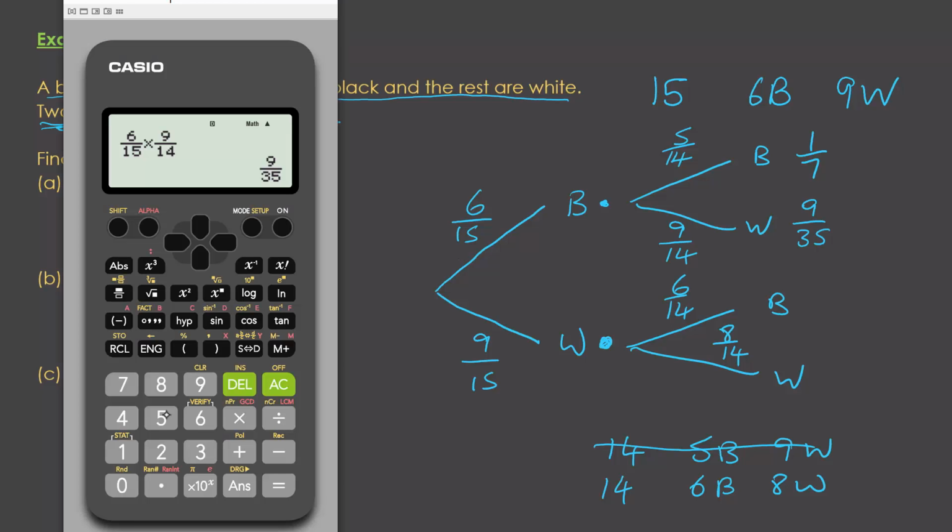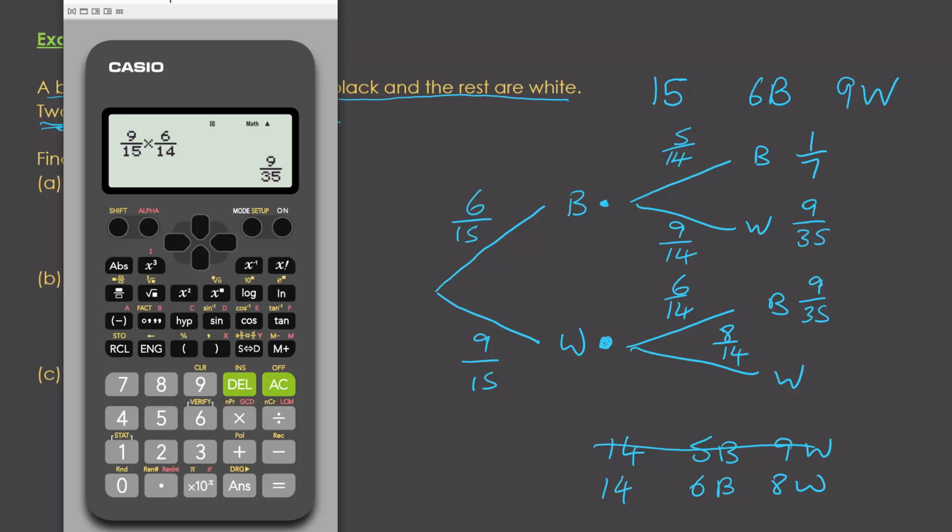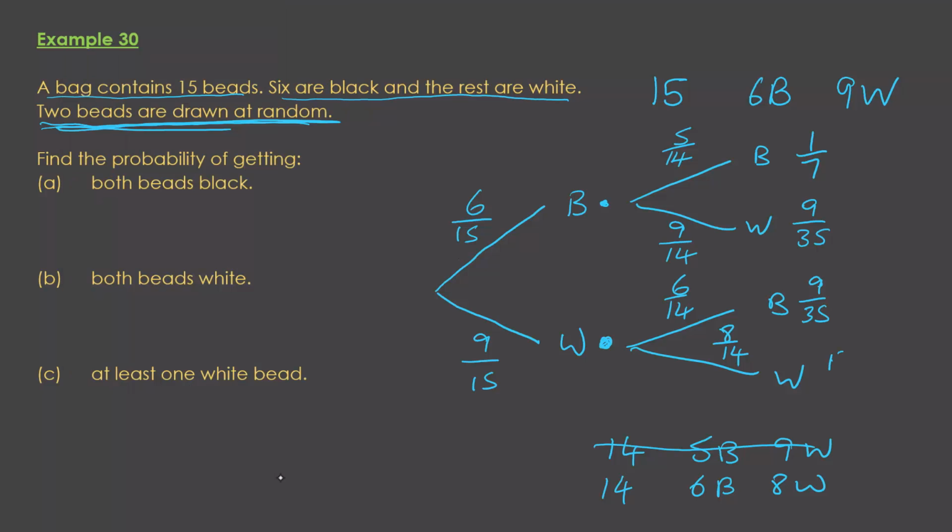The next one is going to be 9 out of 15 times 6 over 14. Which is also 9 over 35. And the final one is 9 over 15 times 8 over 14, which is 12 over 35. And since all the others are out of 35, I might write the 1/7 as 5 out of 35.